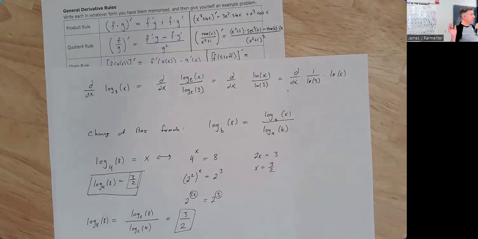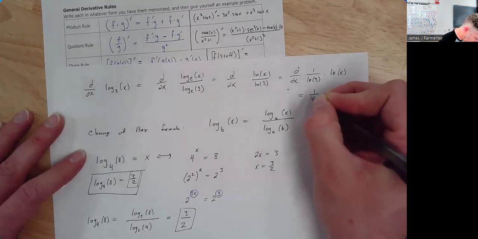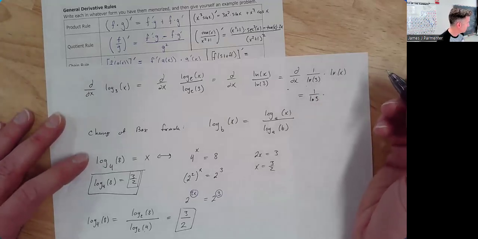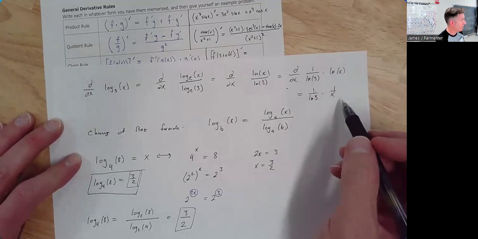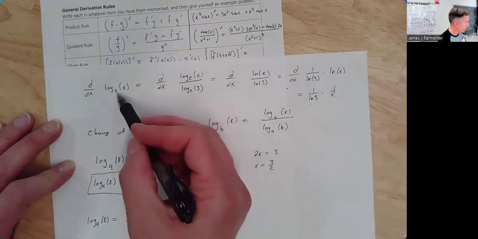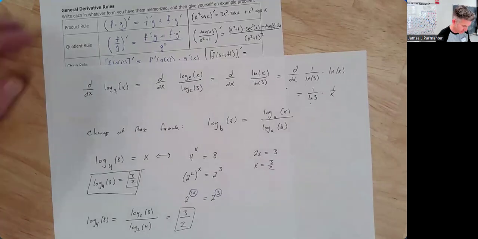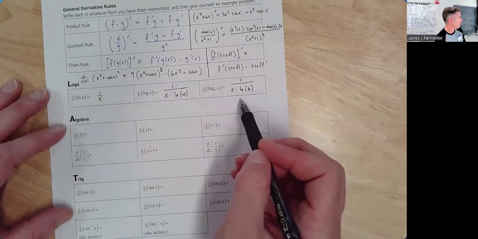If it was a constant by itself, what's the derivative of a constant by itself? 0. But if it's a constant times a function, that constant likes to hang out, and then the derivative of the natural log of x is 1 over x. Oh, look, we're getting 1 over x times the natural log of the base. So that's why this formula works the way it does. Cool. That's why the derivative of log base b of x is 1 over x natural log of b.